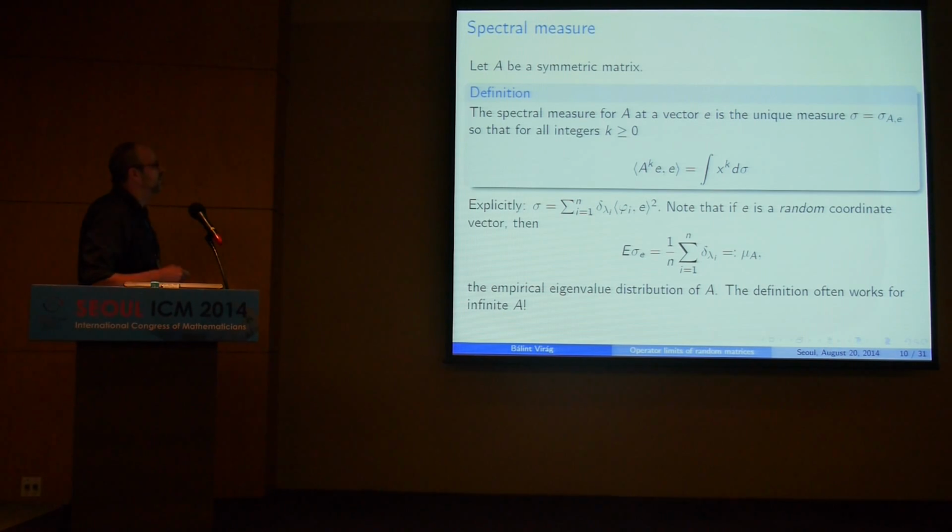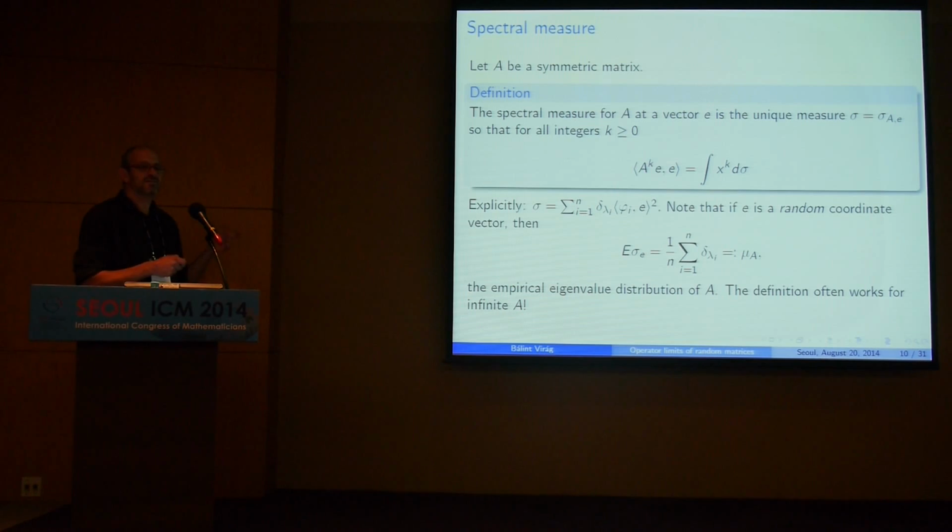So let's do some linear algebra. Just standard stuff, but it's not as standard, so I want to define it. If you have a symmetric matrix, what is a spectral measure at a vector? You could define it as the unique measure for which, if you take this inner product with the vector, it's going to give you the powers, the moments of the measure, right?